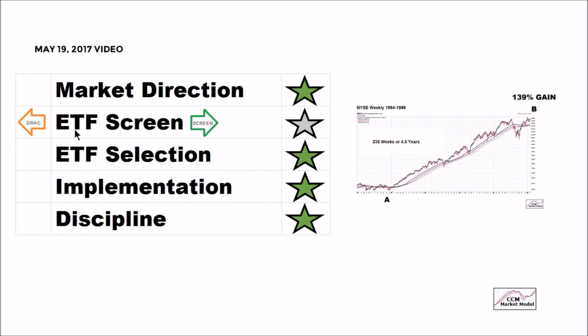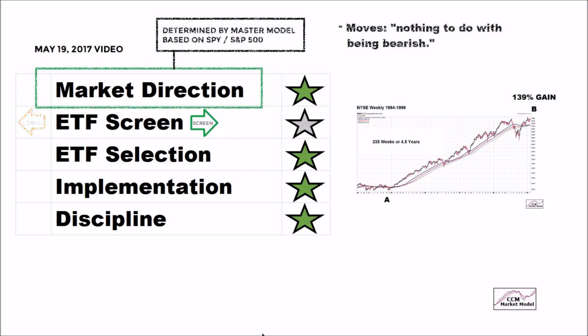Our known issue was the ETF screens, and the numbers that we've just reviewed say that so far it looks like we have addressed that concern. One of the main things that the CCM market model does for us is it helps us determine a prudent allocation between growth-oriented assets, such as SPY and VTI, and conservative assets, such as bonds, cash, or currencies.